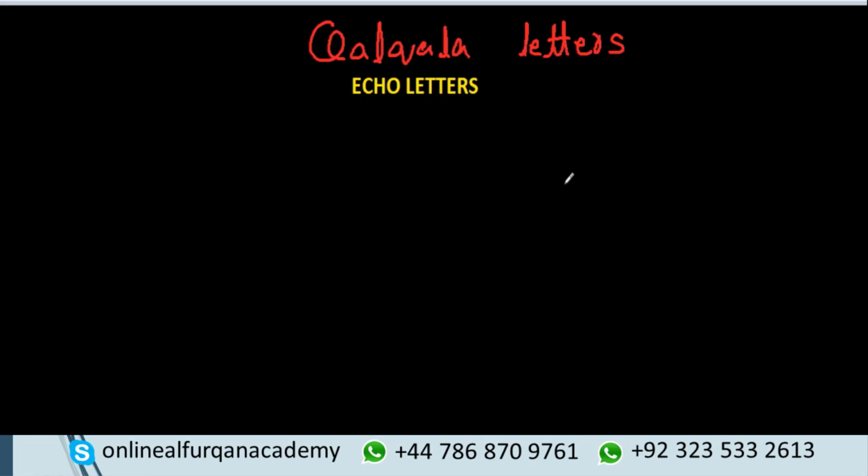So the first letter we have is Qaf. Second we have Ta, then we have Ba, Jim, and Dal. So to memorize these five letters, we can form a word. You can try to memorize this word, then inshallah you are not going to forget these 5 echo letters. So that is Qutubu Jaddin. Qutubu Jaddin.